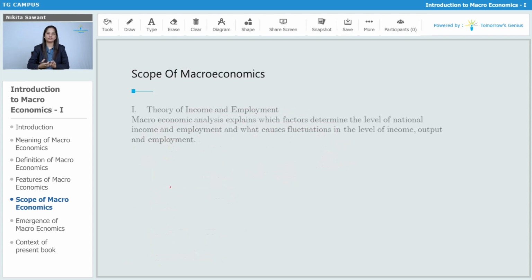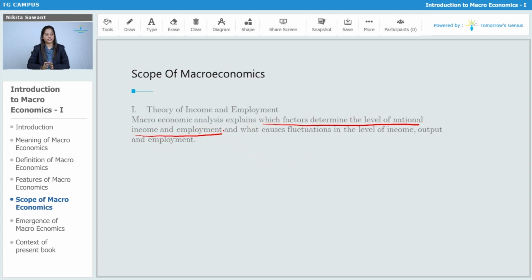So the first theory which you can see is the theory of income and employment. In this theory, we will analyze what factors determine the national income of the country and determine the employment. Also, what causes fluctuation in the level of output, employment and the level of income in the country. So macroeconomic analysis explains which factors determine the level of national income and employment.